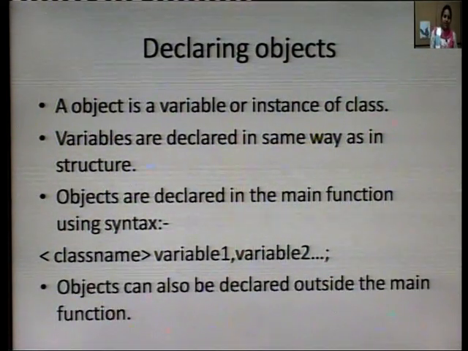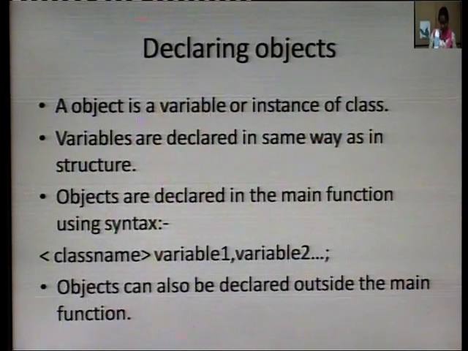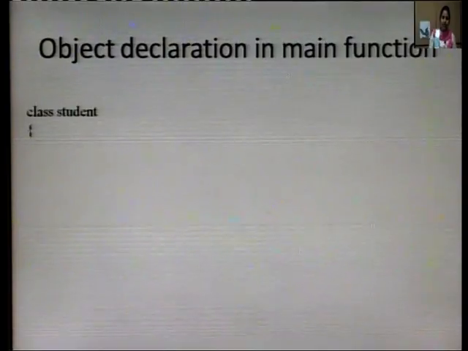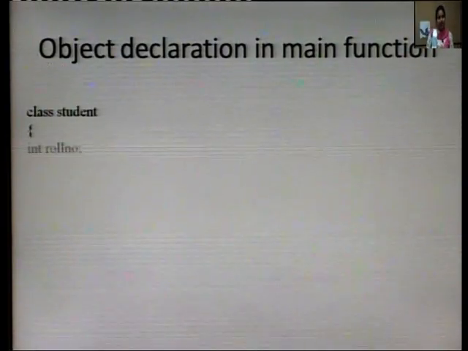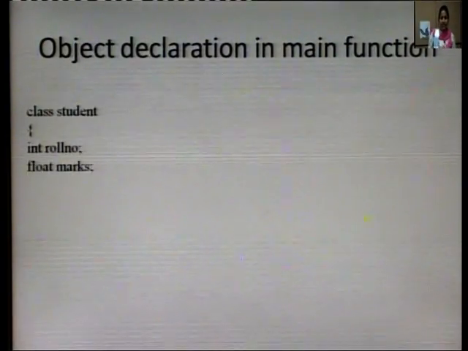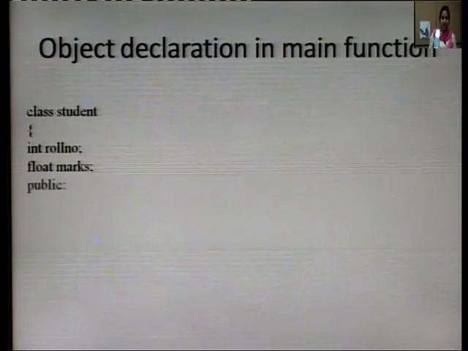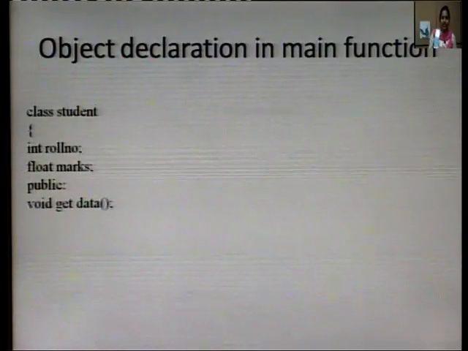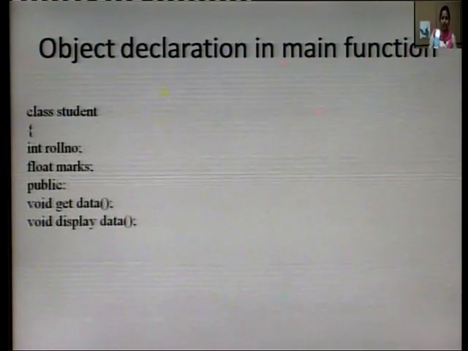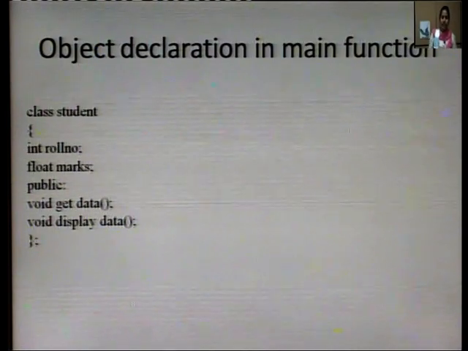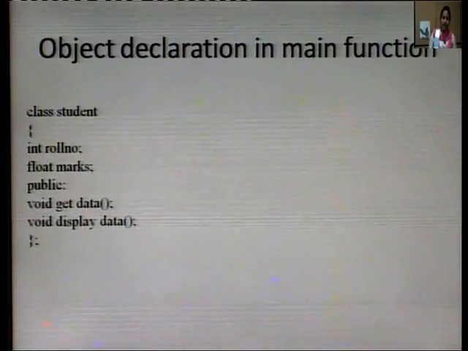Objects can also be declared outside the main function. How? Let us take an example of object declaration in the main function. Let us say we are going to create a new class, student. Each student has a roll number of integer type. Each student has some marks from previous results. Then in the public section we declare two functions, void getdata and void displaydata, and we terminate the class with a semicolon.